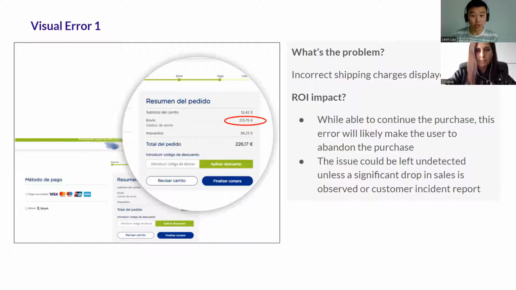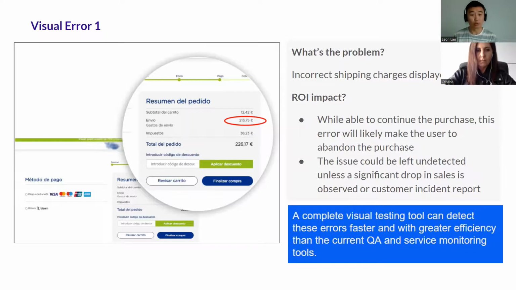An issue such as this could be left undetected unless a significant drop of sales is observed or if a customer reports the incident. So a complete visual testing tool can detect these types of errors faster than current QA or service monitoring tools in the market, which are either unable to detect them or only until much later. So ideally, we want to catch these issues before they cause a major customer impact.